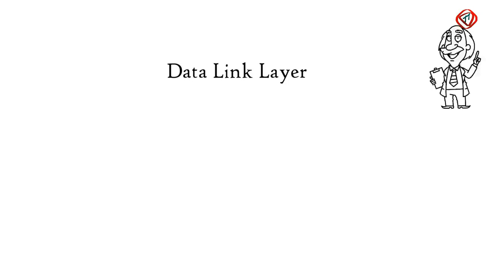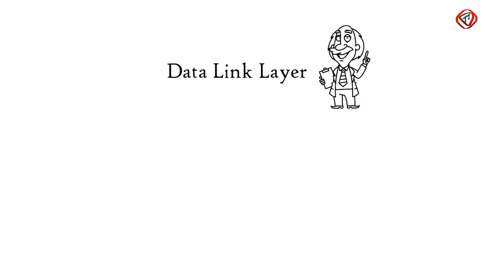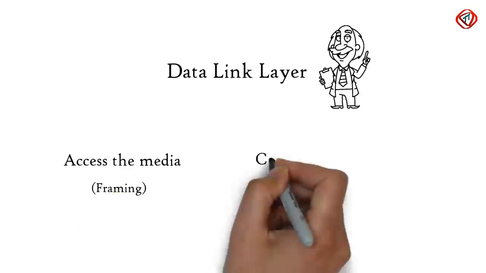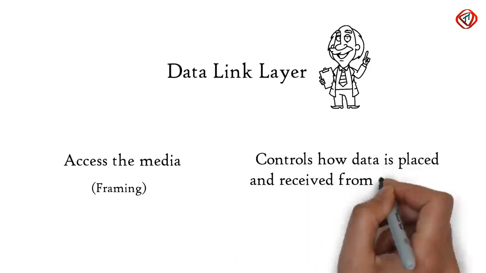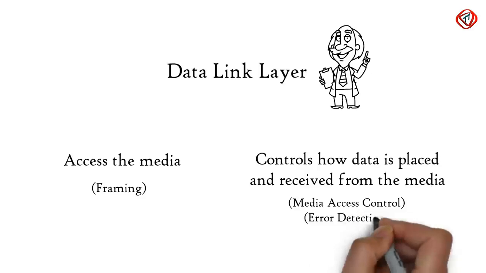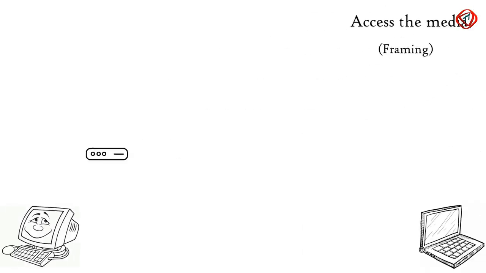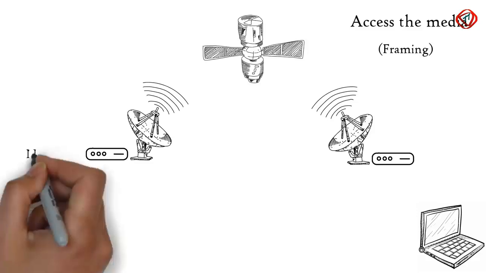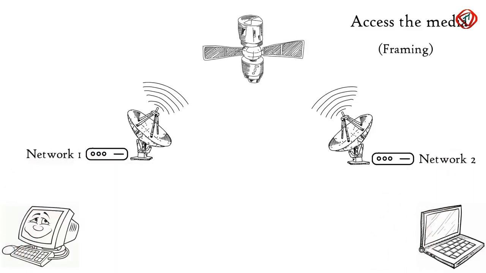Data link layer performs two basic functions. It allows upper layers of OSI model to access media using techniques such as framing. It controls how data is placed and received from media using techniques such as media access control and error detection. Consider two distant hosts, a laptop and a desktop, communicating with each other. As laptop and desktop are connected to different networks, they will be using network layer protocols, IP for example, to communicate with each other.